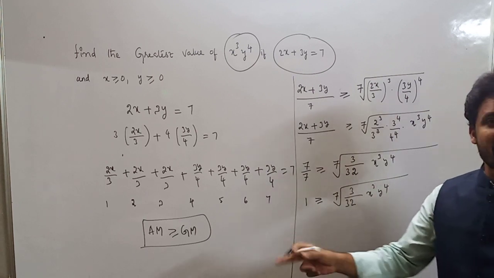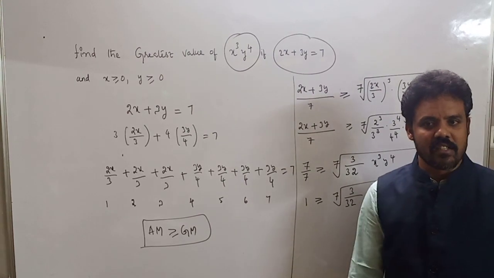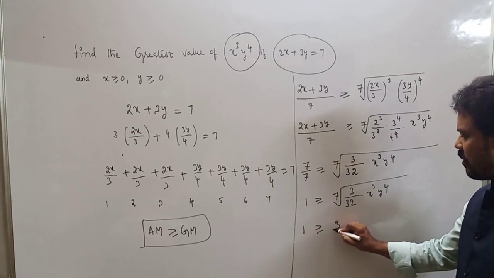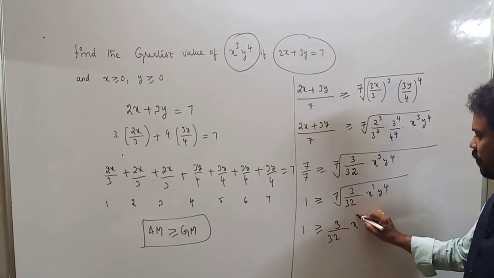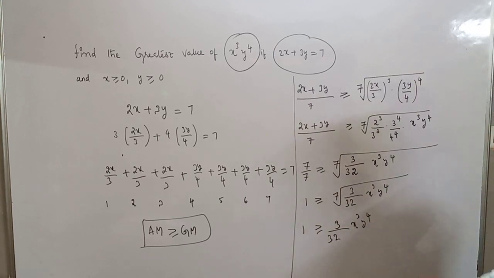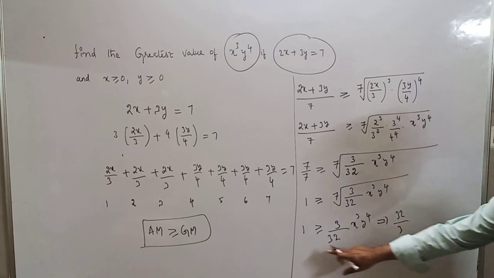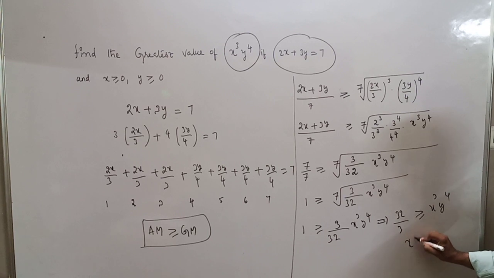Now power 7 on both sides. Anyway, both are positive quantities, so the inequality will not change. Power 7 on both sides: 1 is greater than or equal to 3/32 x cube y power 4, because 1 power 7 is 1 only. This implies 32/3 is greater than or equal to x cube y power 4, so x cube y power 4 is less than or equal to 32/3.